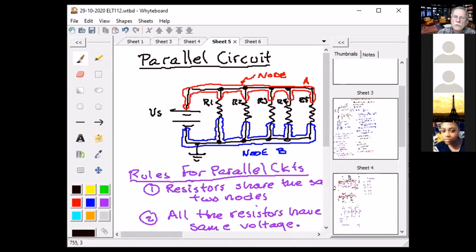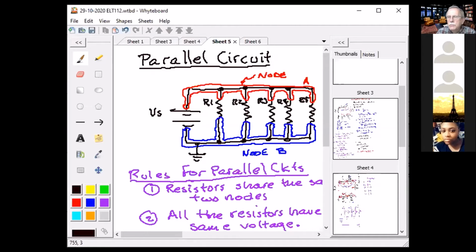So parallel components share the same 2 nodes. That means that since VS is connected to A and B and all of the resistors are connected to A and B, all of the resistors have the same voltage. So if the power supply was 12 volts, R1 would have 12 volts, R2 would have 12 volts, R3 would have 12 volts, R4 would have 12, R5 would have 12, and so on. And we said that the current in each resistor would be different unless the resistors are all the same value. Okay?